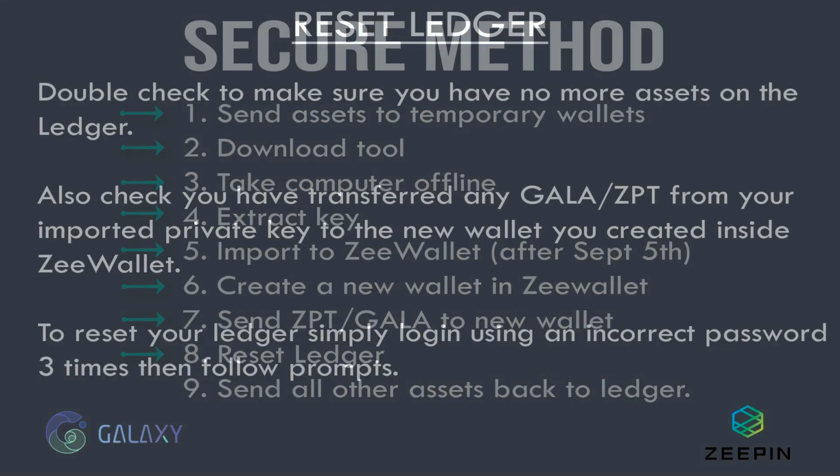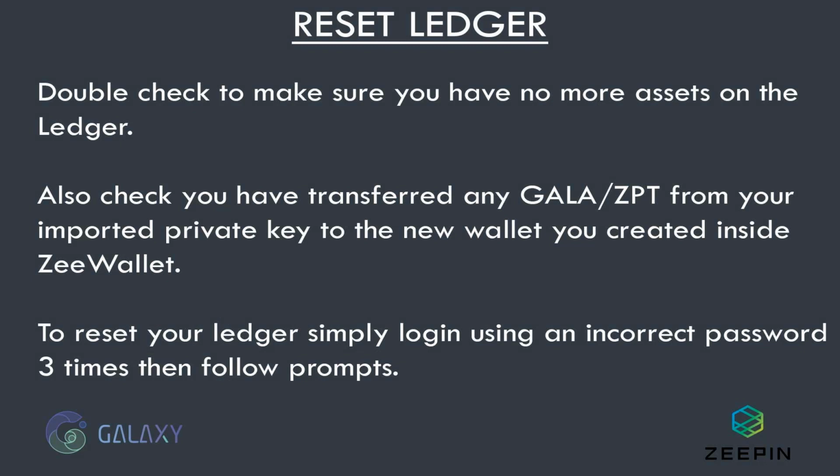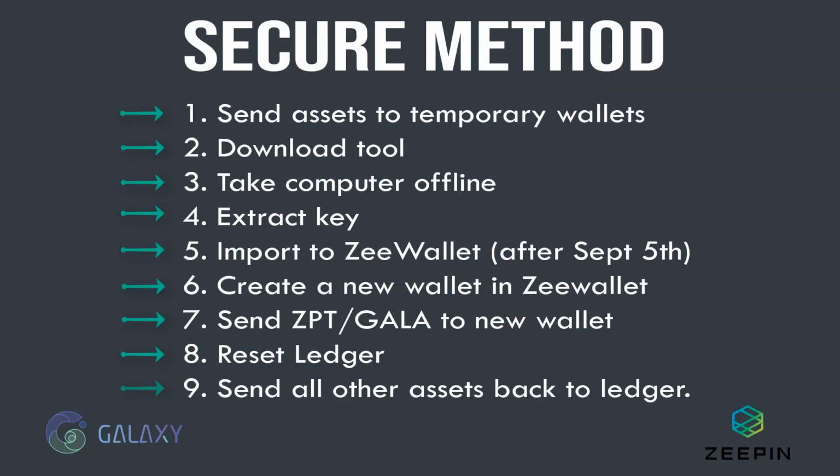I'll leave a link in the description for a Medium post that shows you how to do that, but it's very simple. And then once we've reset our ledger, all we need to do is send all our other assets back to the ledger. All the assets that we sent out to our temporary wallets, we send them back to the ledger. And now everything is on new private keys.